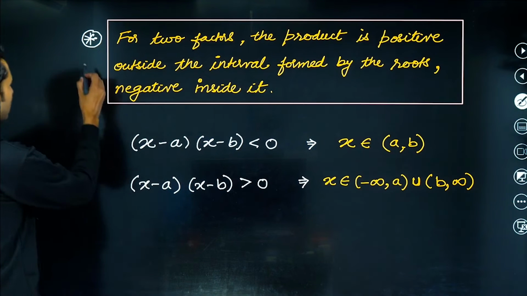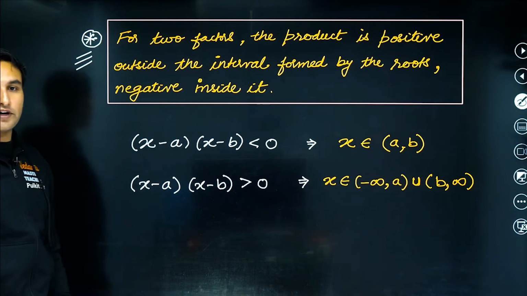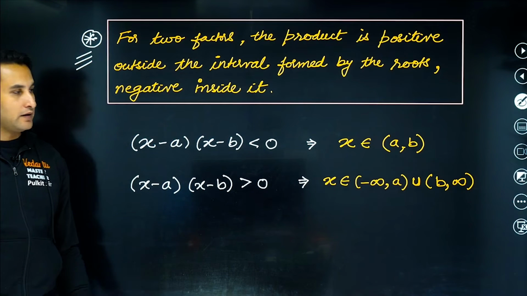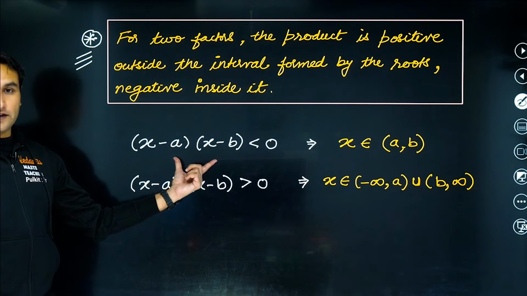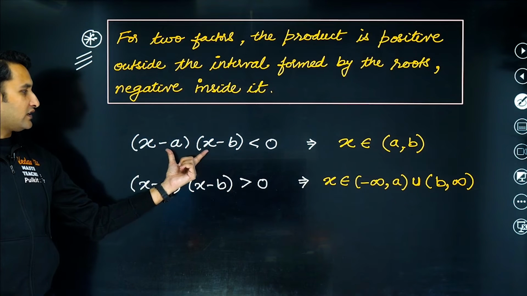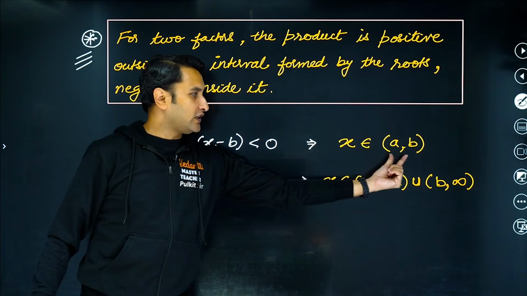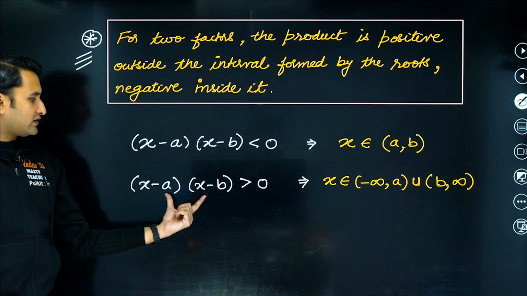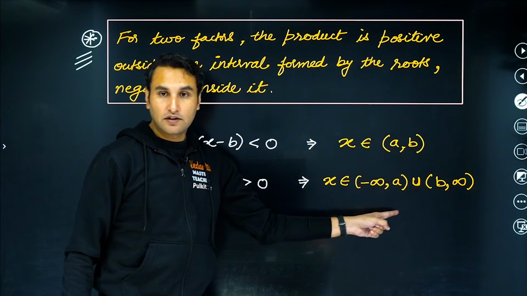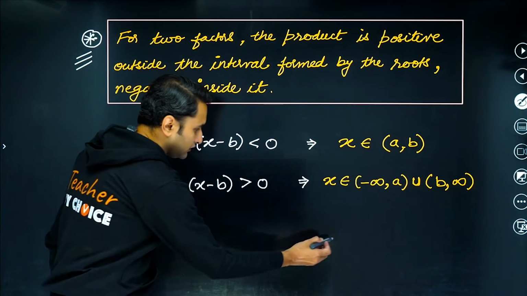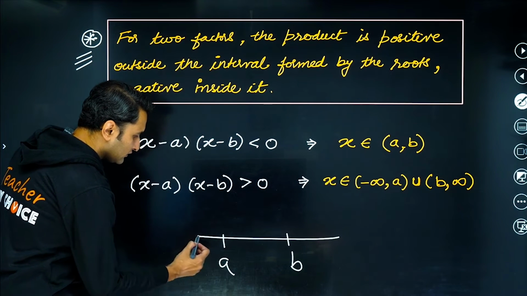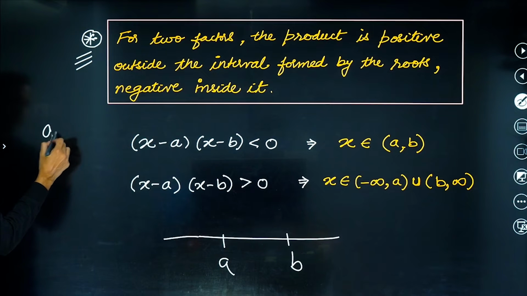This is important. We will use this a lot in quadratic equations. It is the product of two factors, where the roots are A and B. Where is it less than 0? Between the roots. Where is it positive? Bigger than the bigger root, or lesser than the smaller root. On the wavy curve, the bigger root is B and the smaller root is A. Imagine this is given to you, A is less than B.